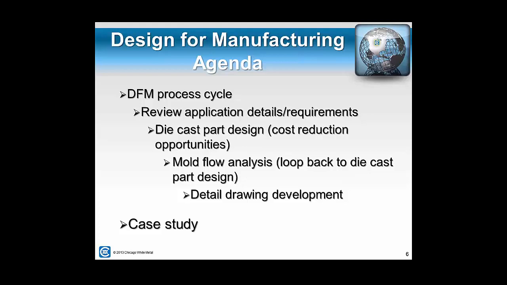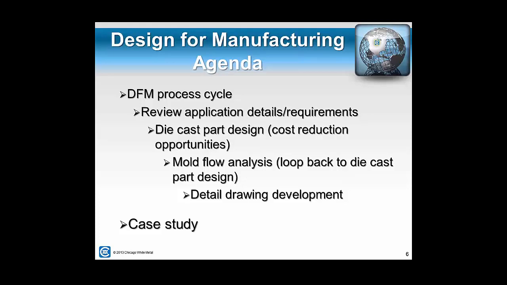It obviously will help us be better informed and help you make decisions on the best things to do with your die casting. We then take those requirements and we step into the die casting part design. We look at various ways to reduce cost as we go through that, alloy options, do we machine a feature or do we cast a feature, those types of things we look at.